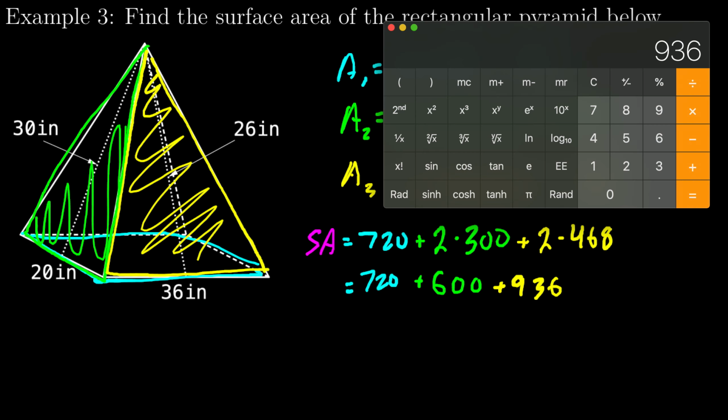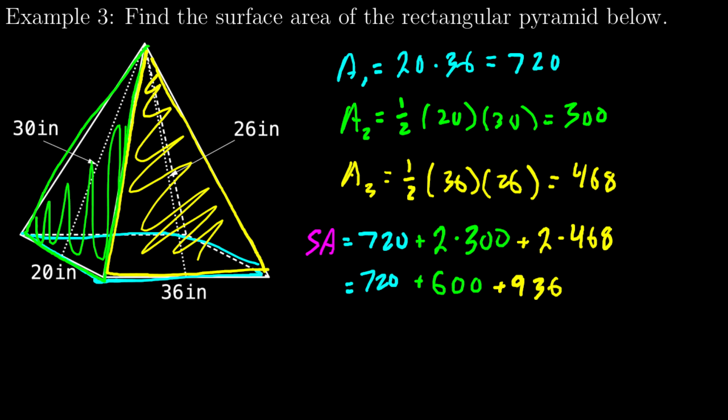And so I can do 720 plus 600 plus 936 is 2,256. And again, need some units there, so that is an area, so it's square inches.